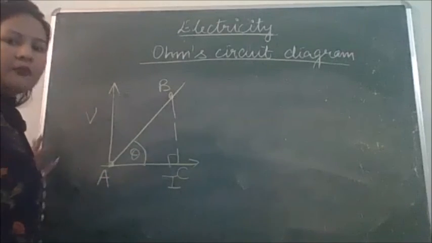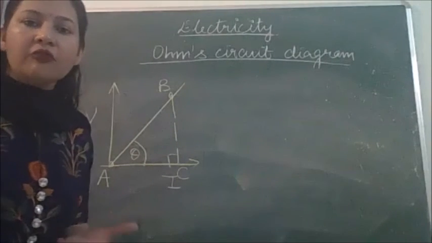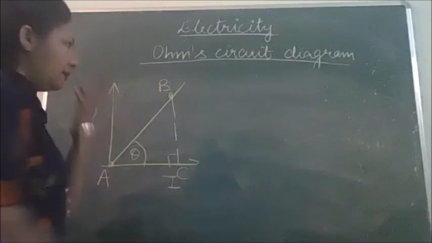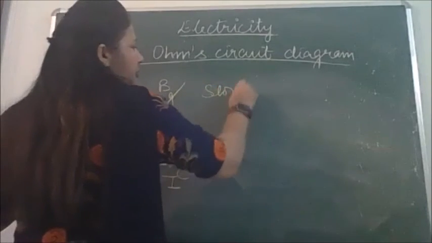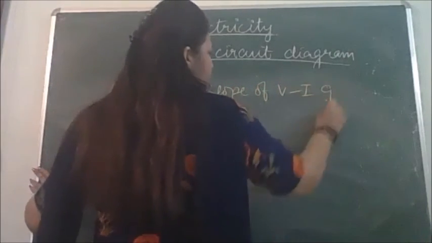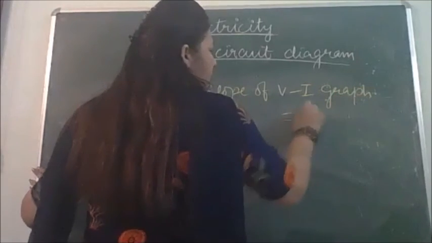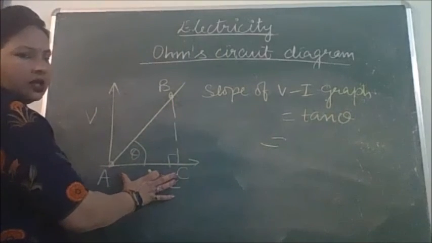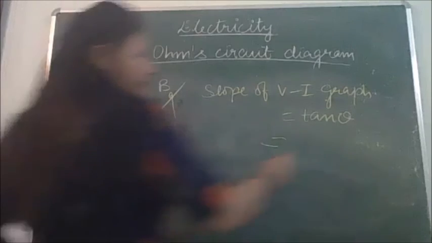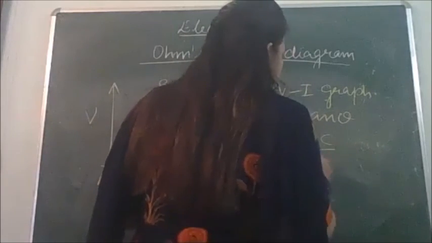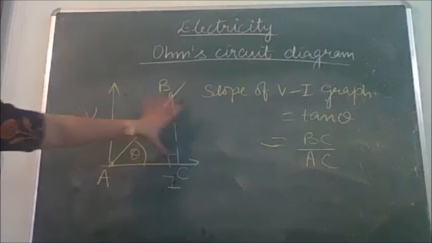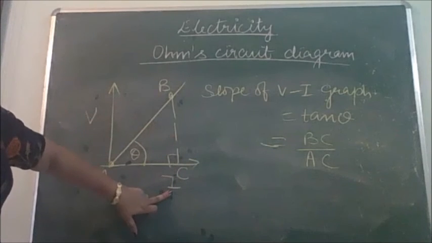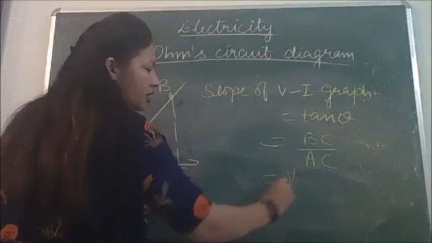9th में भी आपने किया था importance of XT graph, VT graph. So how did we find the slope of the graph? By calculating tan theta. So here also we will be doing the same. So slope of VI graph is equal to tan theta, and tan theta is perpendicular over base. It is BC over AC. What is BC representing? It is representing voltage V. What is AC representing? It is representing current I. So better I write V over I.